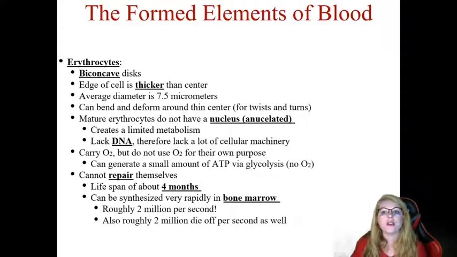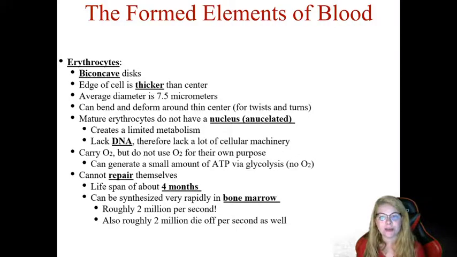And so because of the shape, the edge of the red blood cells is thicker than the center. In fact, the average diameter is roughly 7.5 micrometers, so very small. Again, these are microscopic. We will only be able to view these through our microscope. And Lord willing, if we get back to school at some point, I do have blood smear slides for us to study more in depth.